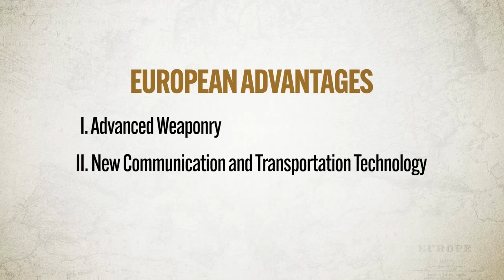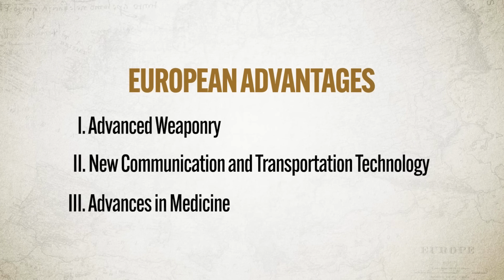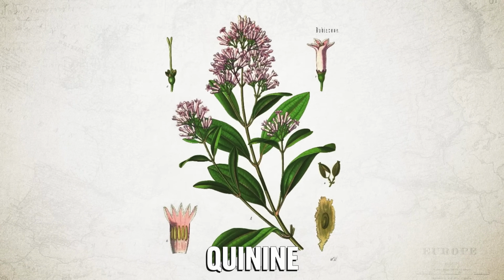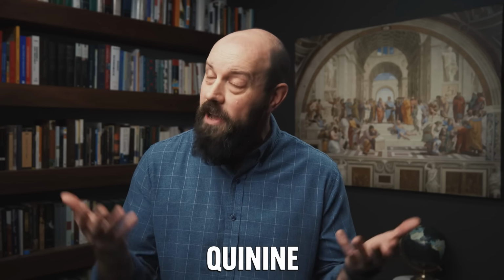And the third advantage Europeans had was advances in medicine. Now, the reason Europeans hadn't pushed into the interior of Africa prior to this was because of a disease found there called malaria. But thanks to French scientists who discovered that quinine could fend off the disease, Europeans could invade the interior of Africa without fear of contracting it.